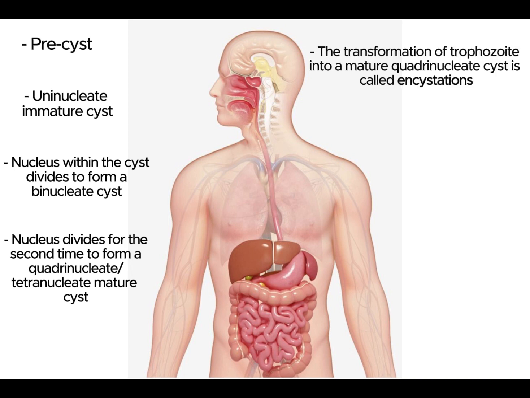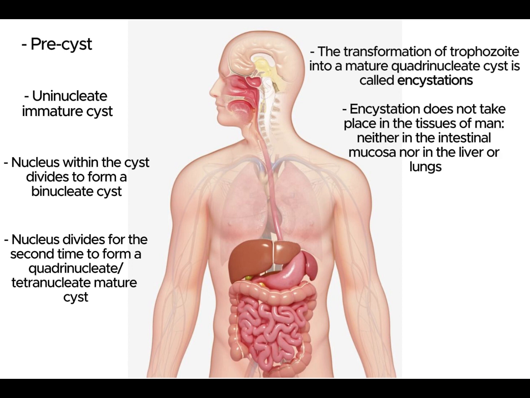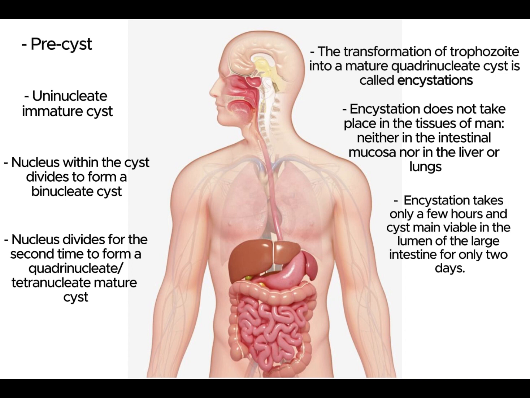The transformation of a trophozoite into a mature quadrinucleate cyst is called encystation and is a means of protecting a species from extinction. Encystation does not take place in the tissues of man, neither in the intestinal mucosa nor in the liver, lungs, etc. Thus, the metacystic invasion of the trophozoite, for all biological purposes, is a dead end for the parasite. Encystation takes a few hours, and a mature quadrinucleate cyst can remain viable in the lumen of the large intestine for only 2 days.